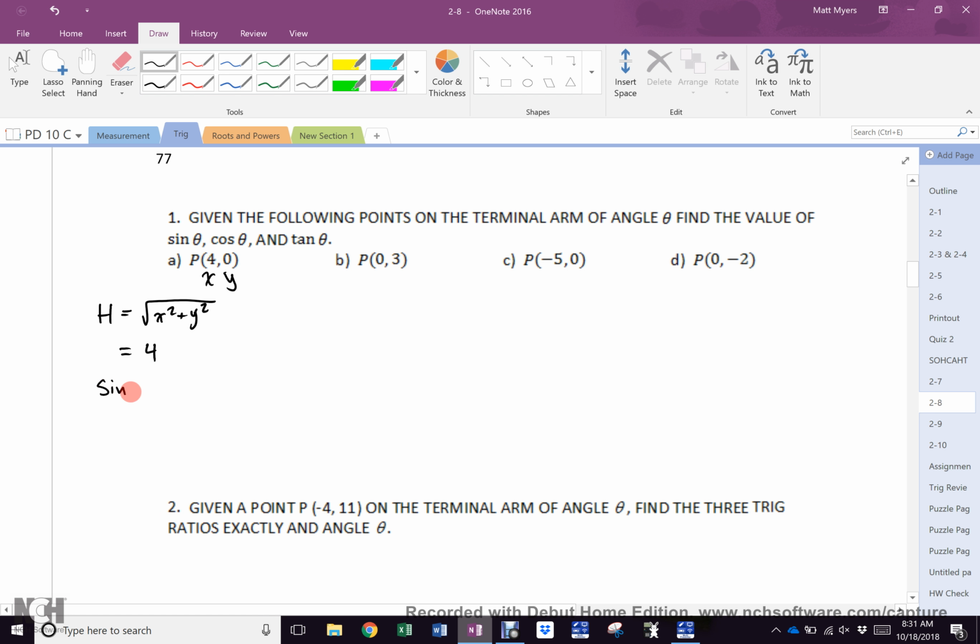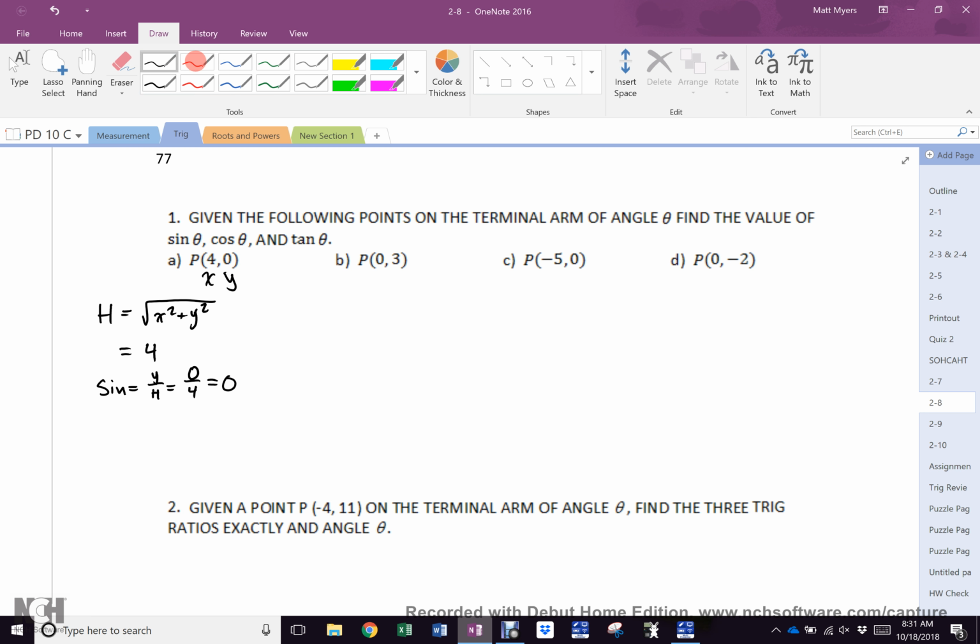Sine equals y over h. What is it? 0 over 4. So my sine must equal 0. Everybody cool? That doesn't make much sense to you, does it? But according to math, that's what it has to be, right? Because we just proved 4 times that sine is y over h, right?